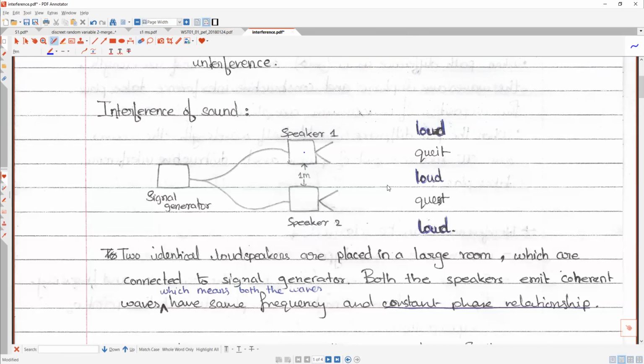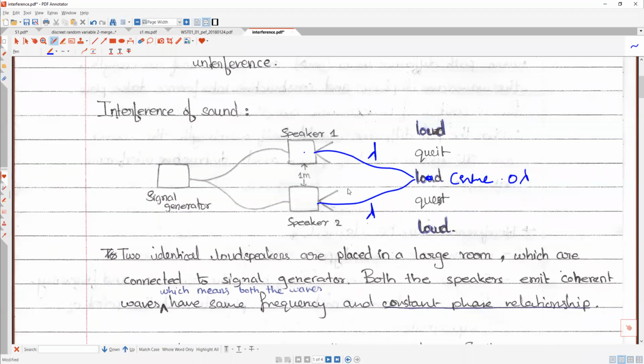For example, a wave from here is reaching towards the center, and a wave from here is also reaching towards the center. Let's say the path is lambda for one and lambda for the other. They are both the same. One minus the other is zero. So path difference at the center is 0 lambda. Remember that. Path difference at the center is always 0 lambda.